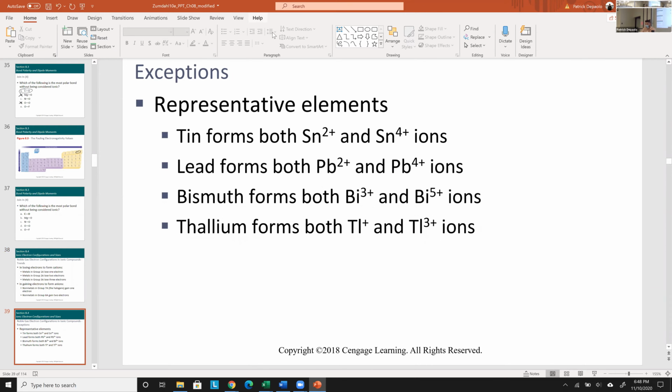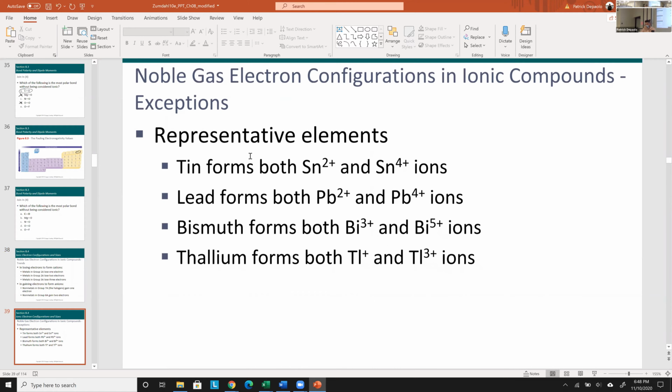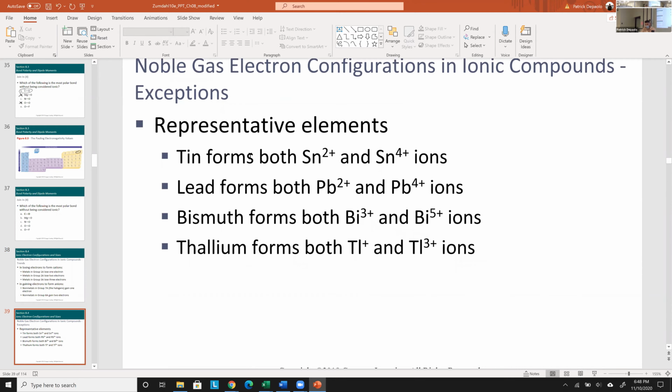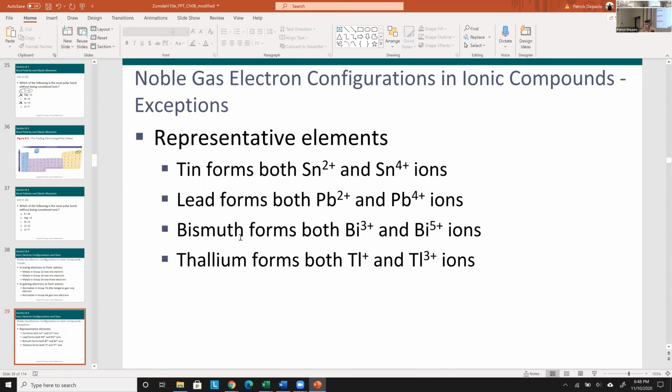And there are some exceptions, where bismuth likes to lose electrons, either 3 or 5. Don't really worry about that too much. You'll see them in the bonds, and then you'll be able to see what type of bond they are.